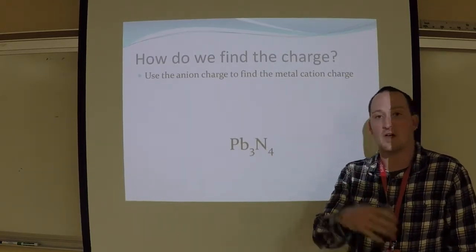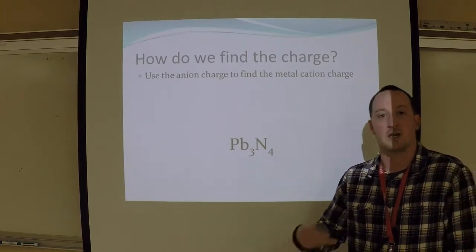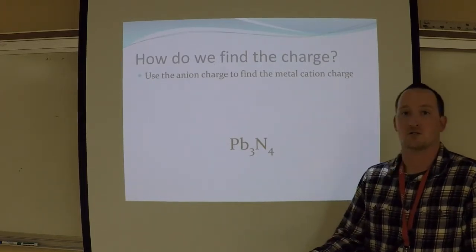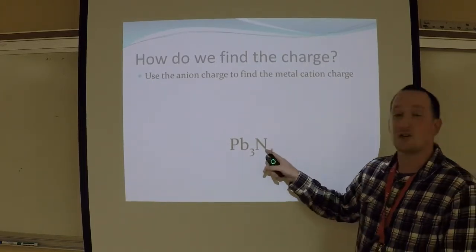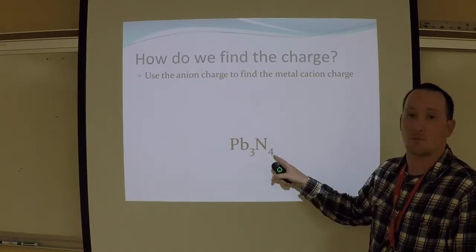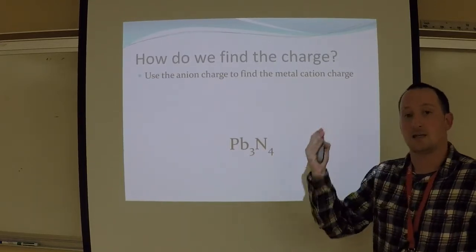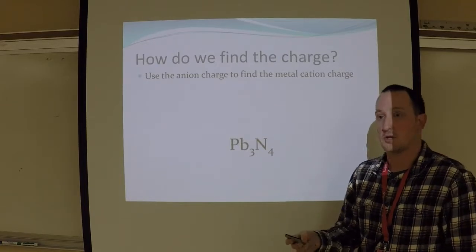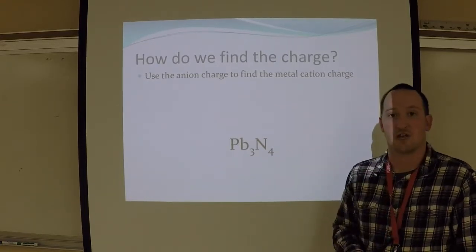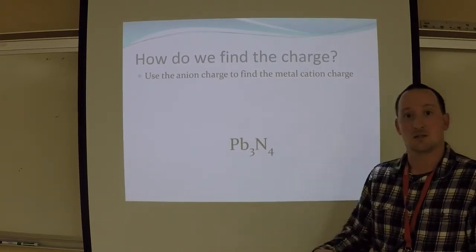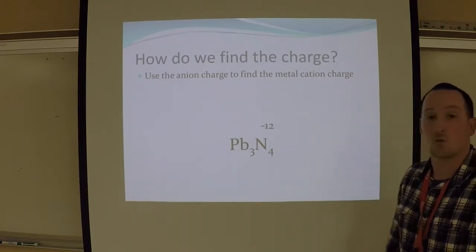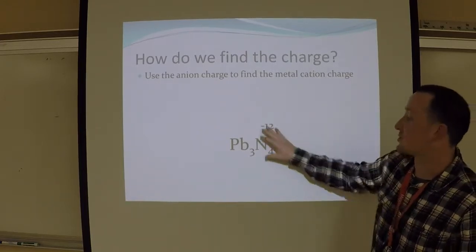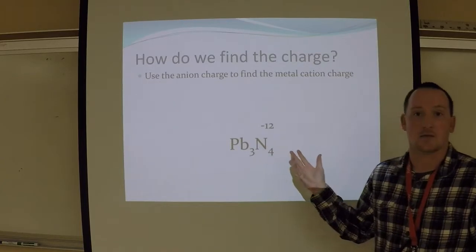Okay, it's in column 5A. It wants to gain 3 electrons. When it gains those 3 electrons, it's going to be a -3 charge. So my nitrogen has a -3 charge, but there are 4 of them, which means I have to take -3, the charge on nitrogen, and multiply by how many nitrogens I have. -3 times 4 is -12, which means that's the total charge of all my nitride ions.